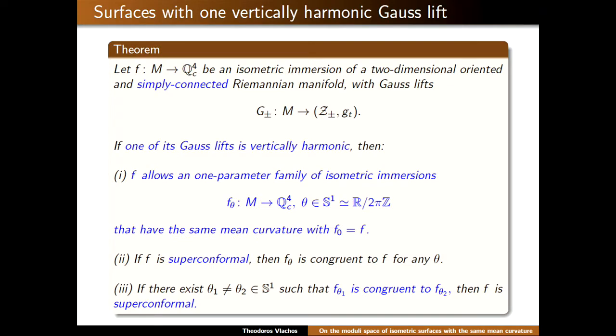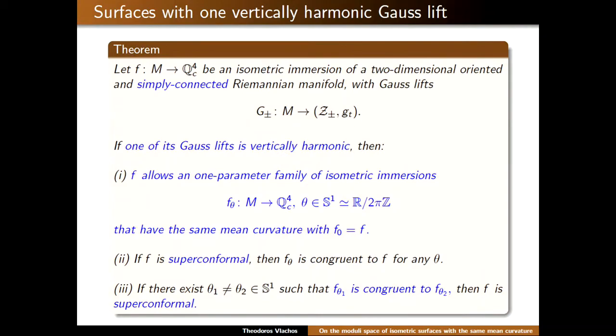So assume that we have now a simply connected surface in our space form, and assume also that one of the Gauss lifts into the twistor bundle is vertically harmonic. Then it turns out that our surface allows a one-parameter family of surfaces, parameterized by the circle, that have the same mean curvature as the given surface. It may happen that this new associate family is trivial. This happens exactly when the surface is superconformal.